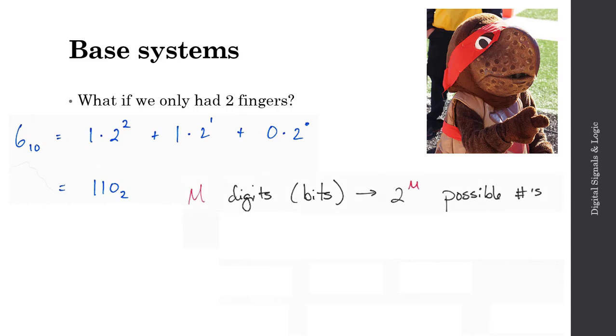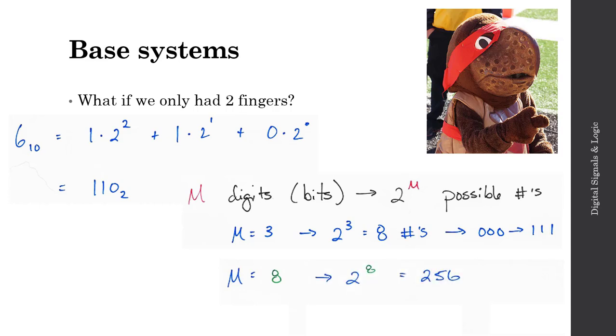So if I have m digits or bits in a base 2 system, that gives me 2 to the m possible numbers. Let's look at the case where m equals 3. That gives me 2 to the 3, or 8 possible numbers, which I could write from 000 all the way up to 111. When m equals 8, that gives me 2 to the 8, or 256 possible numbers. When m equals 10, that gives me 2 to the 10, or 1,024 possible numbers. This is what's referred to as a kilobit.